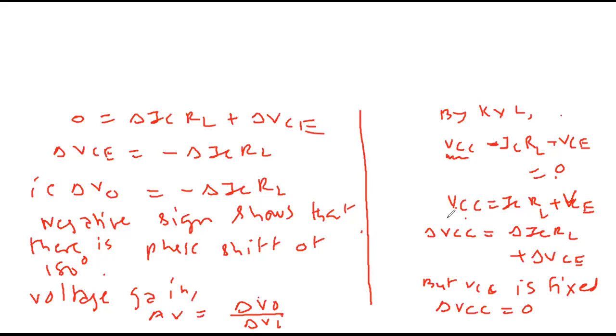By Kirchhoff's voltage law, VCC minus ICRL minus VCE is 0. So VCC is ICRL plus VCE.